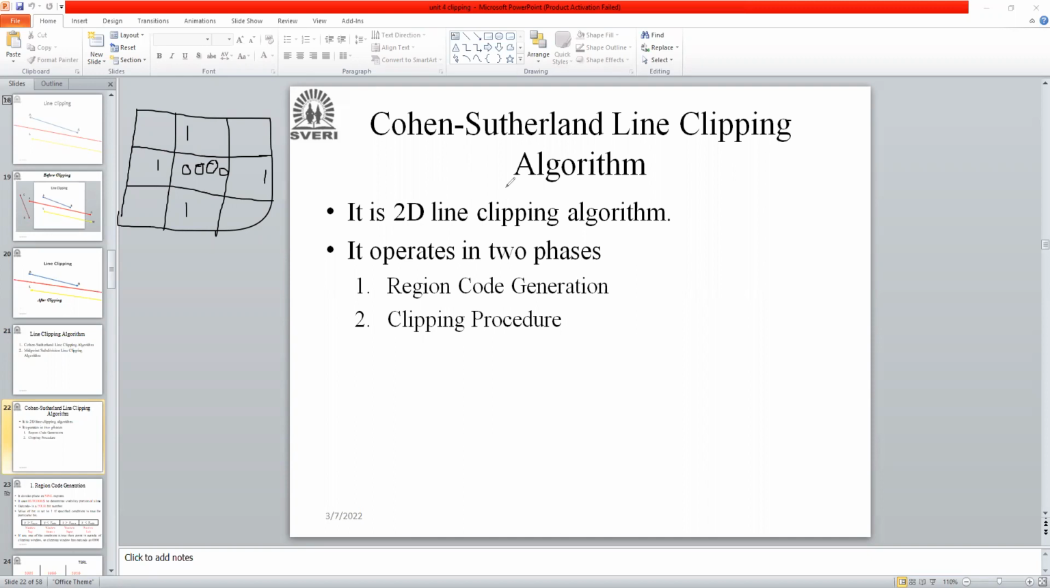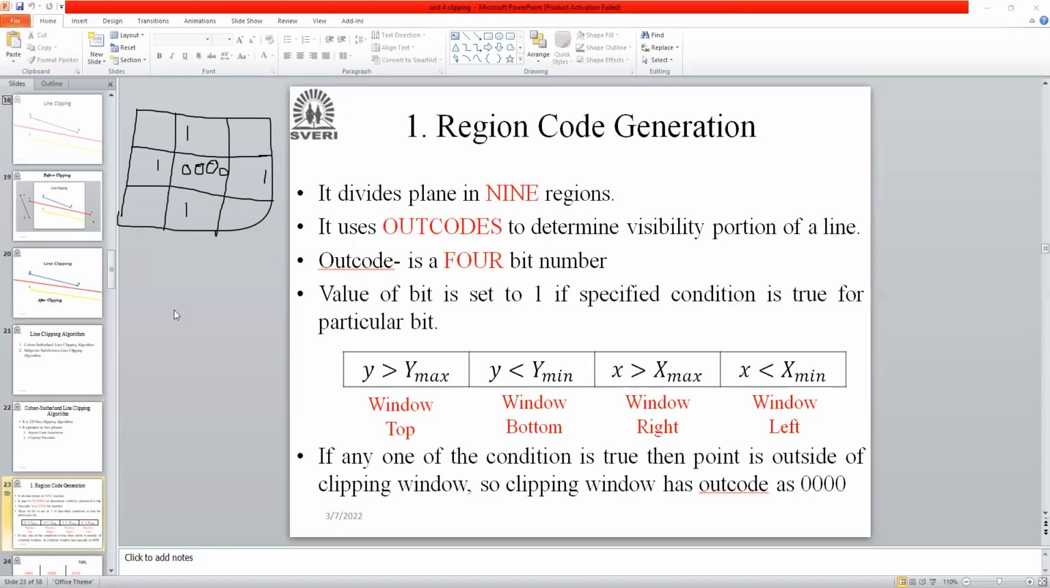Okay, so in Sutherland-Cohen line clipping algorithm, first we are going to have the region codes for every region. Out of that, the middle portion is considered as the center of the 9 codes, or it is also called as the clipping window. So it has a code of 4 zeros. So in the next slide, we are going to see how to give numbers to those 8 remaining areas.